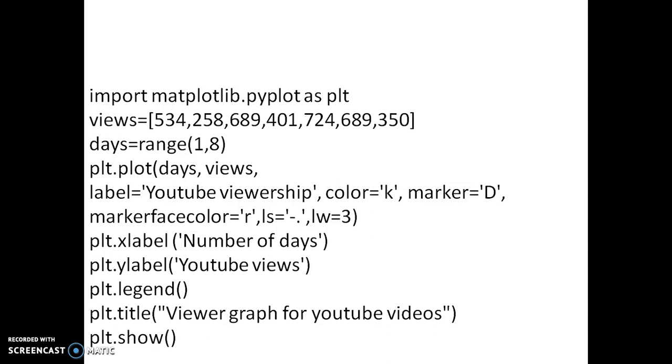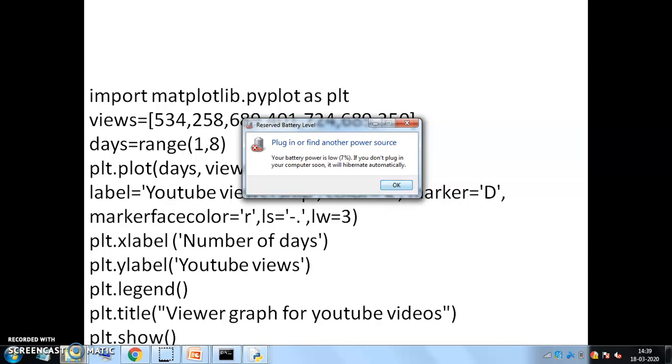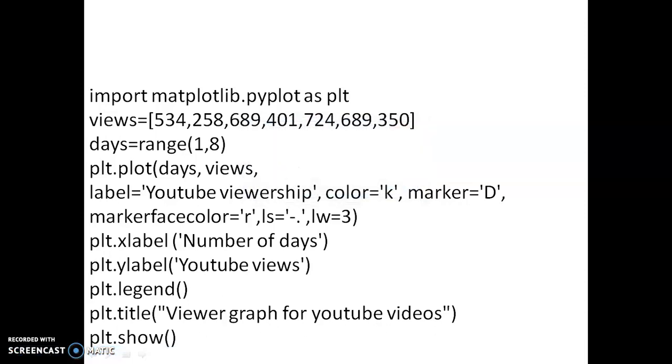Here I am writing plot again. Plot means I have to draw a line graph again. Then instead of x I'm writing days, then instead of y I'm writing views, and the label name is YouTube viewership. In the previous program I had written here first. I didn't mark any color and marker in the previous program. You can enhance that by using different types of functions. The color I'm defining here is black. Marker is D. D stands for diamond. And marker face color is red.